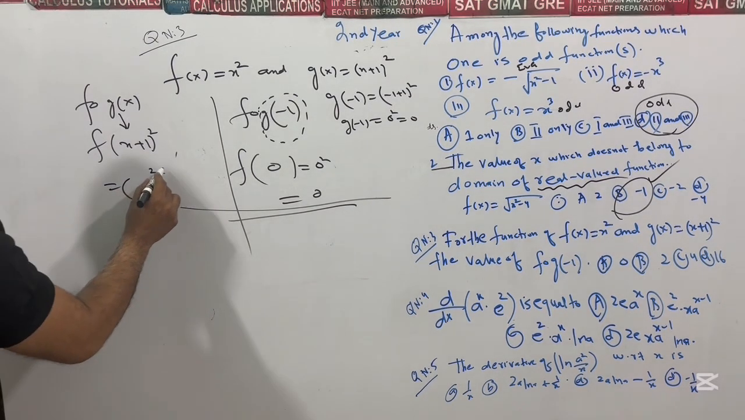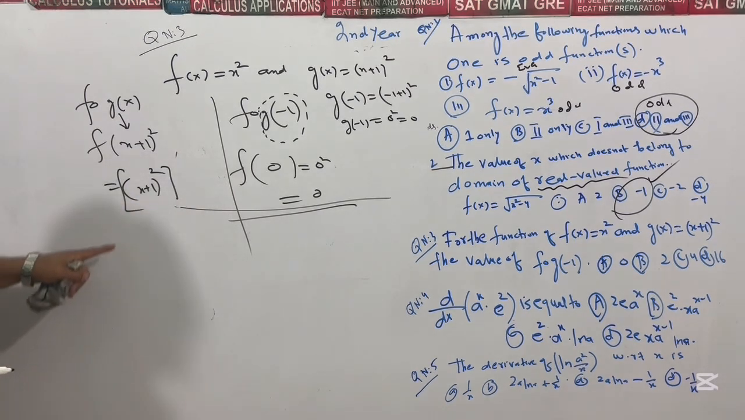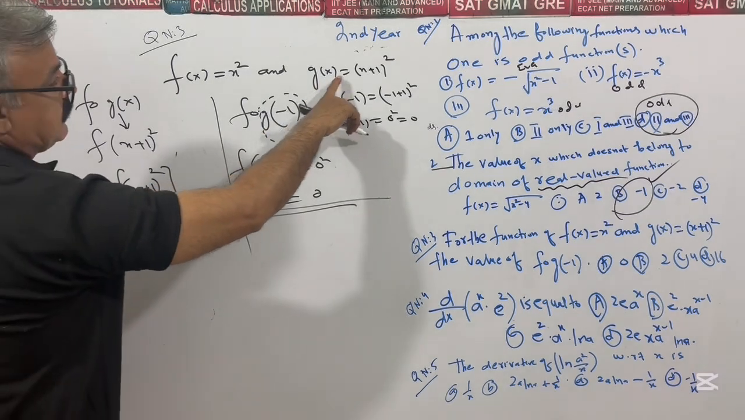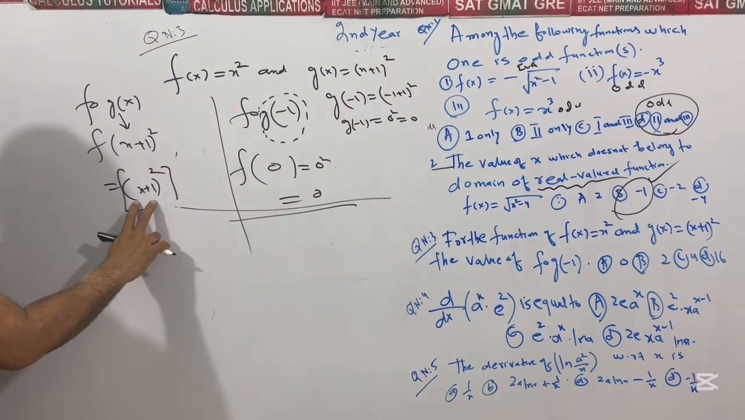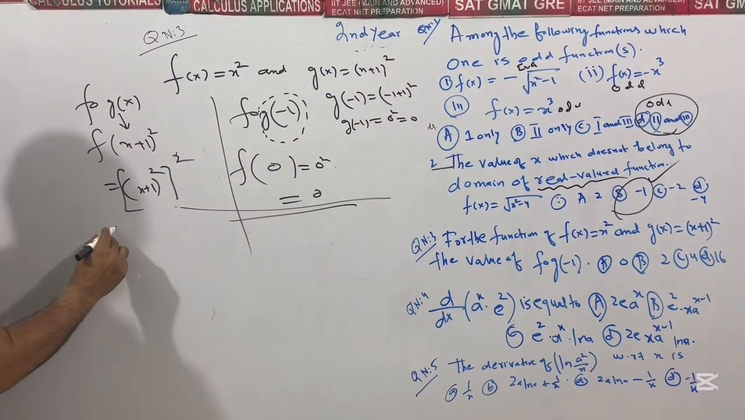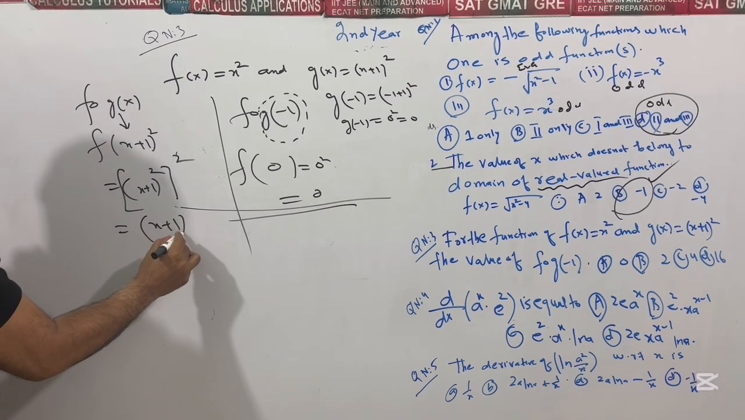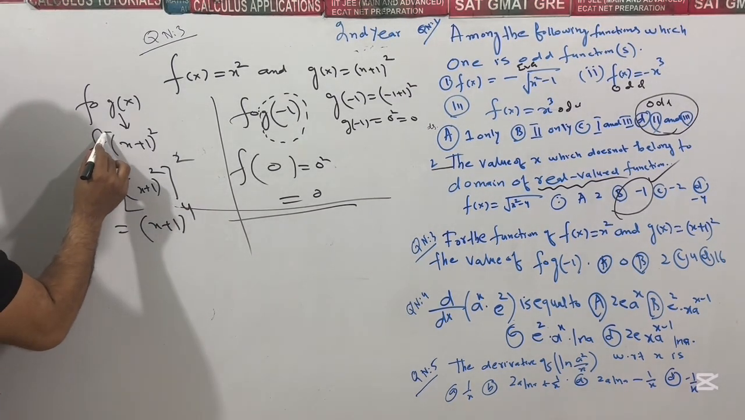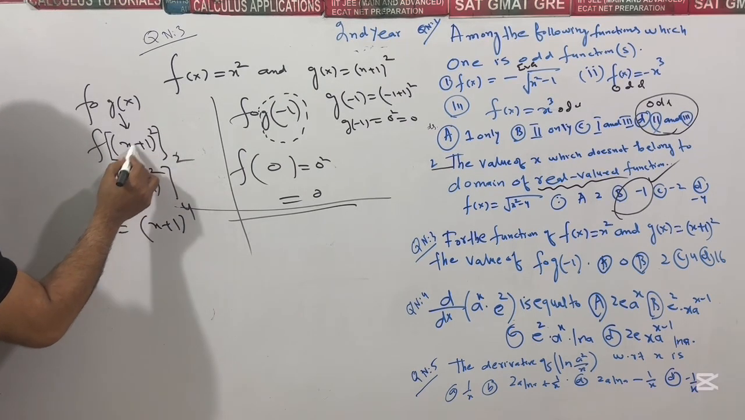x plus 1 whole square and square. Instead of x, utilize x plus 1 whole square. g of x is equal to x plus 1 whole square. I have written x plus 1 whole square. That's our square, which means x plus 1 whole power 4. This is the value to be utilized instead of x.